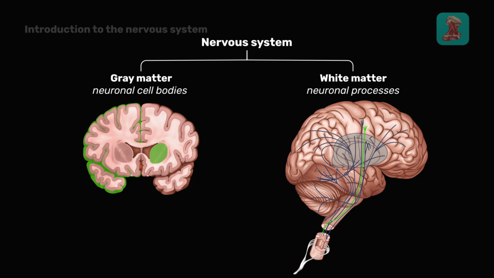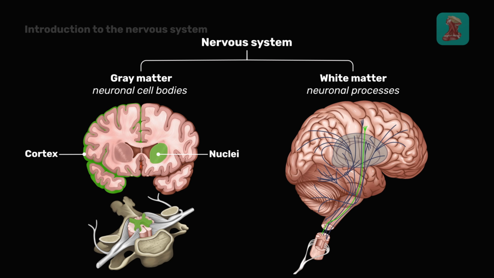Next, let's discuss two different colored areas of the nervous tissue: gray matter and white matter. You are most likely already familiar with these terms. Gray matter, histologically, is made up of the neuron cell bodies. In the brain, gray matter forms the cortex and subcortical nuclei. In the spinal cord, it is shaped like a butterfly and has two major divisions: the anterior horn and the posterior horn.